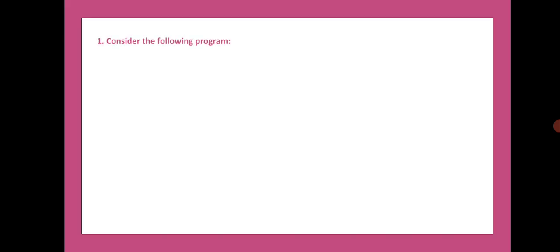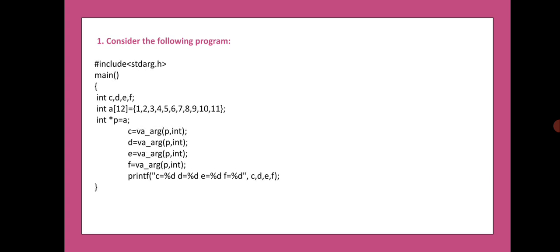Consider the following program. So stdarg.h. I have integers c, d, e, f and an integer array of size 12, pointer p equals to a. All are associated with a function: c, d, e, f are associated with a function va_arg(p, int), and I'm printing all the c, d, e, f. Okay, what could be the output of this program?